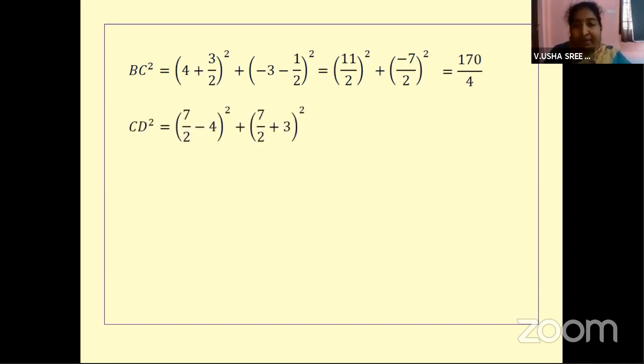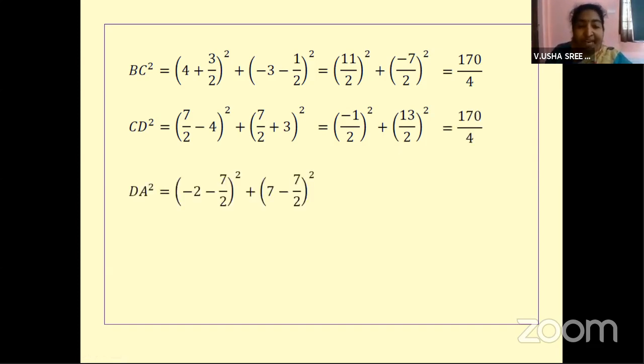Now, CD square is nothing but (7/2 - 4) whole square plus (7/2 + 3) whole square. Then in the first bracket, 7 minus 8 is nothing but (-1/2) whole square. And what about this 7 plus 6? That is (13/2) whole square. Right? (-1/2) whole square plus (13/2) whole square is nothing but 1/4 plus 169/4, which is nothing but 170/4.